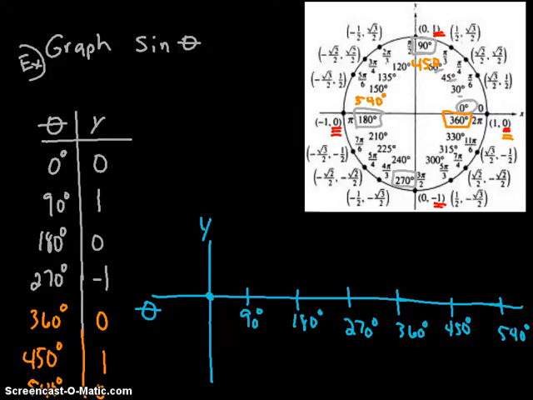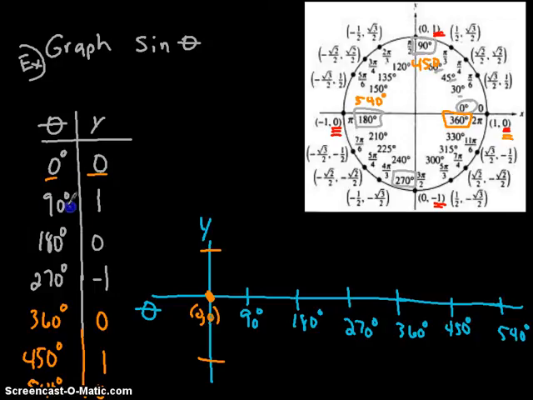So I've actually graphed that and used a different color to graph the other ones. So this is the y value here. So when theta is 0, y is 0. So 0, 0 is right here. That's ordered pair 0, 0.